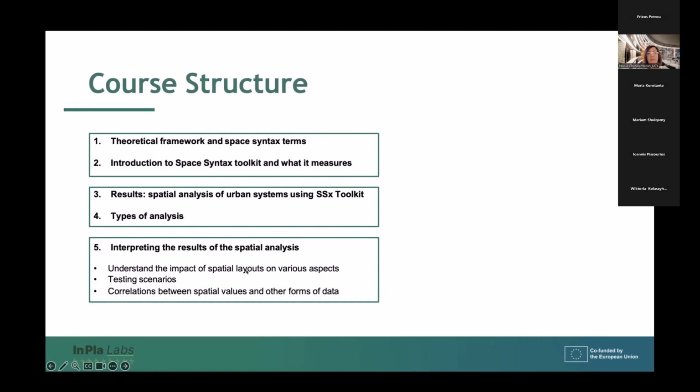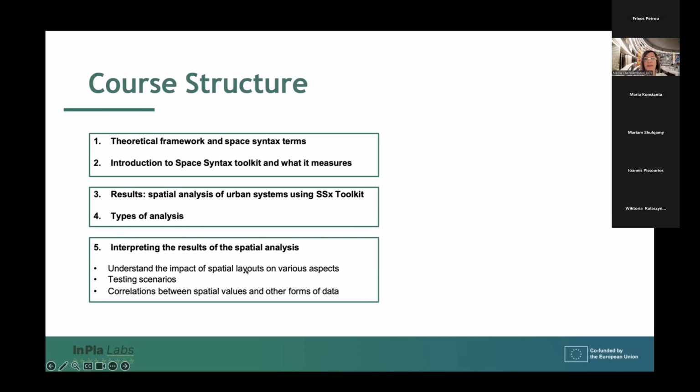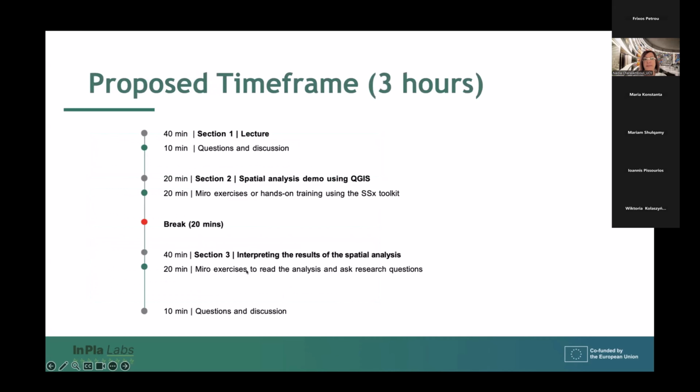Then Mariam will go through an introduction to the Space Index toolkit and what it measures. And then we have Frixos and Walid, who will go through spatial analysis using the toolkit, types of analysis, and then ways of interpreting the results. And we will do this in different parts. The first part is mostly presentations, and then the second part will focus on actual exercises, simple exercises to understand how we actually perform spatial analysis and how we interpret the results.